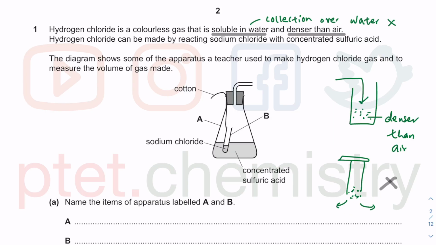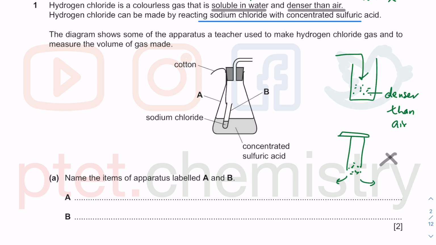So this hydrogen chloride can be made by reacting sodium chloride and concentrated sulfuric acid. That is the instruction given, just by reacting sodium chloride and sulfuric acid. So this is the apparatus that the teacher used in order to make this HCl gas.